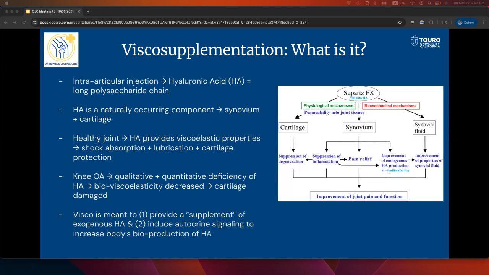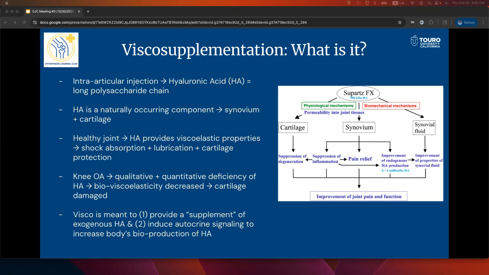So what is the goal of visco? The goal of it is twofold. One, as the name suggests, it provides a supplement of exogenous HA, and the second goal is to induce an autocrine signaling for your body to actually increase its own natural bioproduction of HA. So HA itself is taken up by specific joint receptors in the knee, and these lead to very good beneficial biologic effects. This includes moderate anti-inflammatory actions.